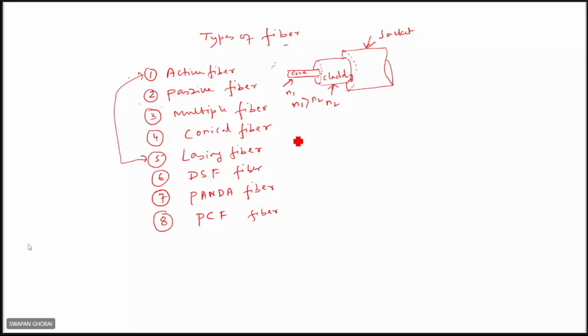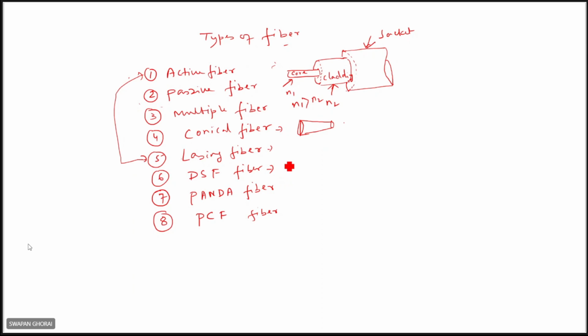Conical fibers: sometimes the fibers are uniform and the dimension is constant, but it can be conical in shape, for magnification or demagnification. If you use the source on this side and the receiver on this side, that will be magnified. If you reverse it, in this case it will be demagnified. So conical fibers are there. Lasing fibers I mentioned.